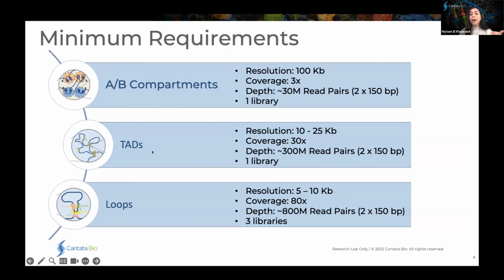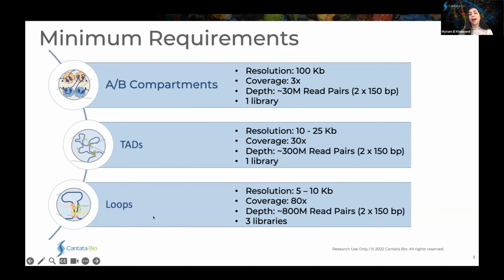If you're looking at TADs, that's a little bit more resolution that you're really targeting. You're looking at a 10 to 25 kb resolution. So you need a 30x coverage minimum of your genome. This is achieved by sequencing to 300 million read pairs, 2 by 150 base pair. And it can still be achieved by generating only one library. So each library usually supports up to 300 million read pairs depth.